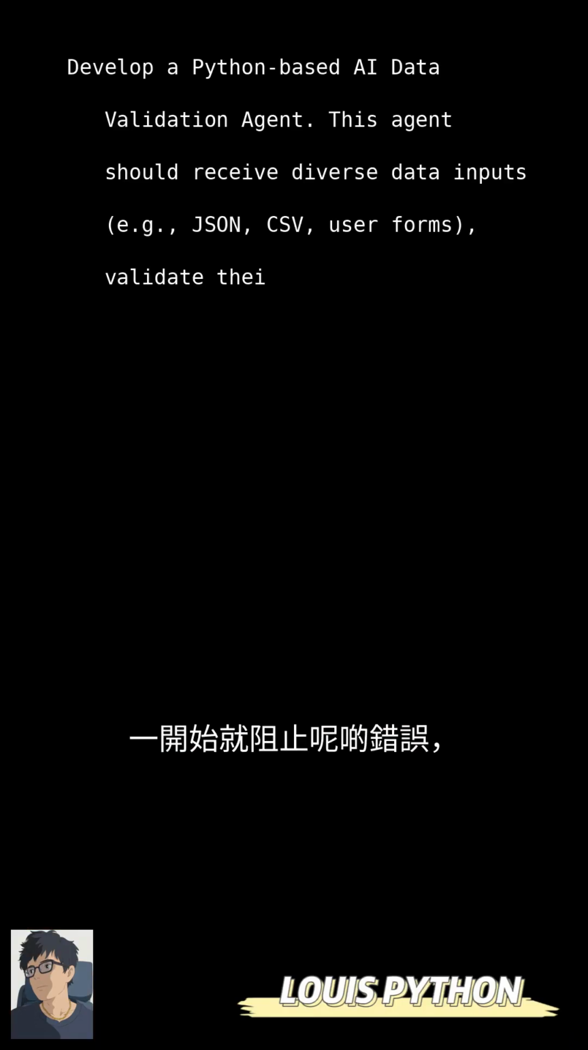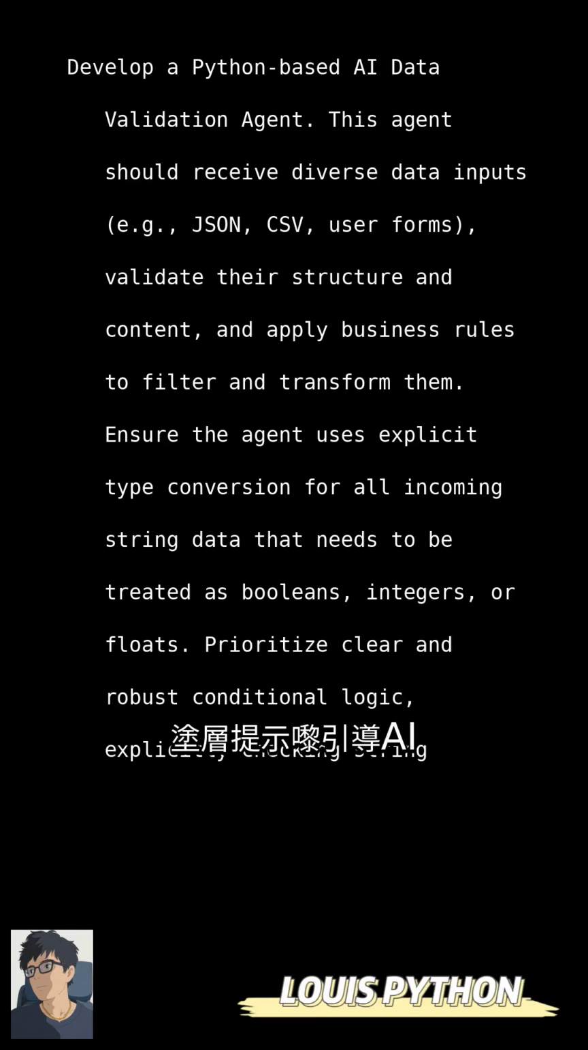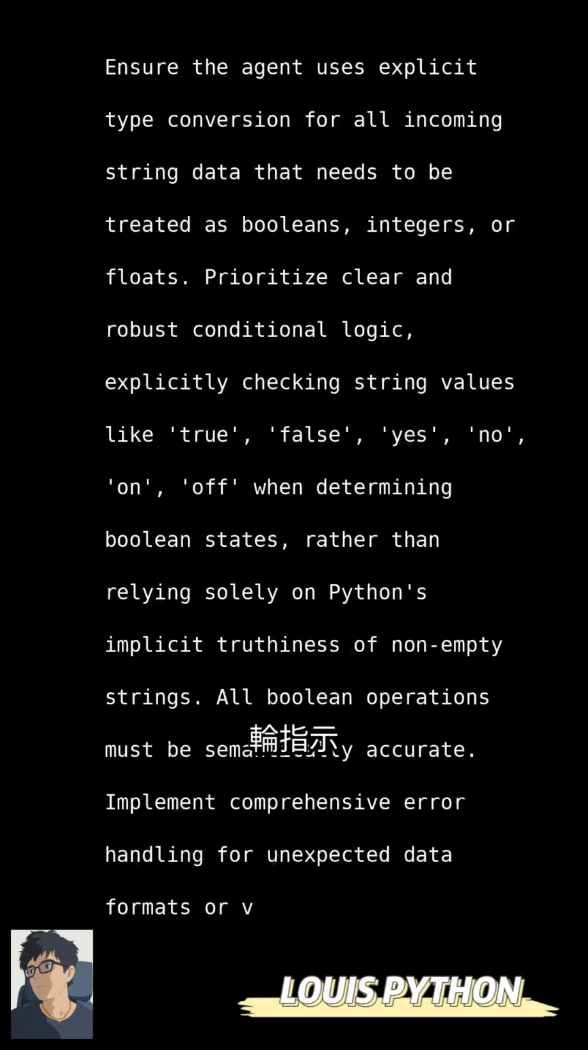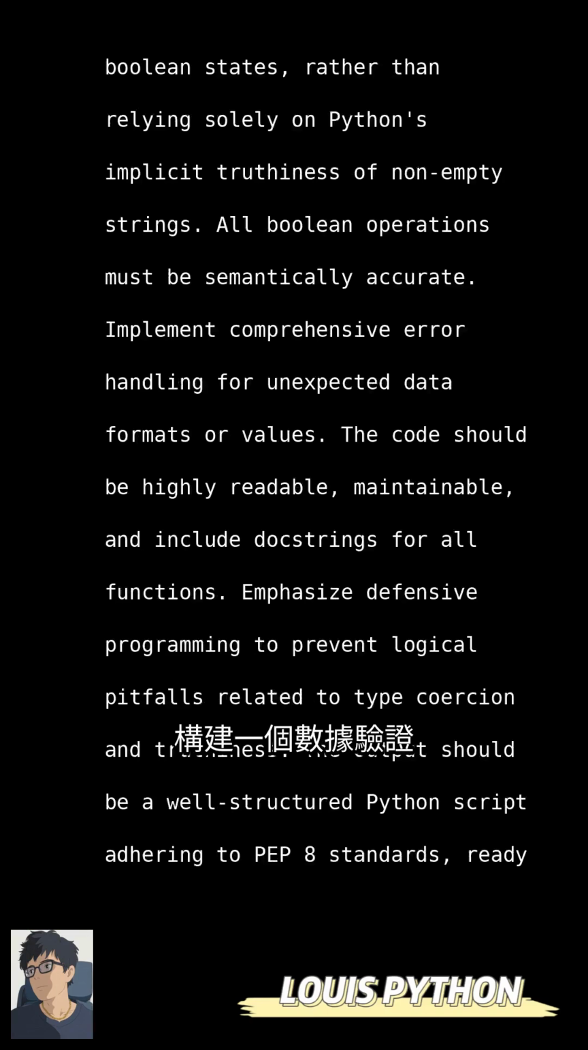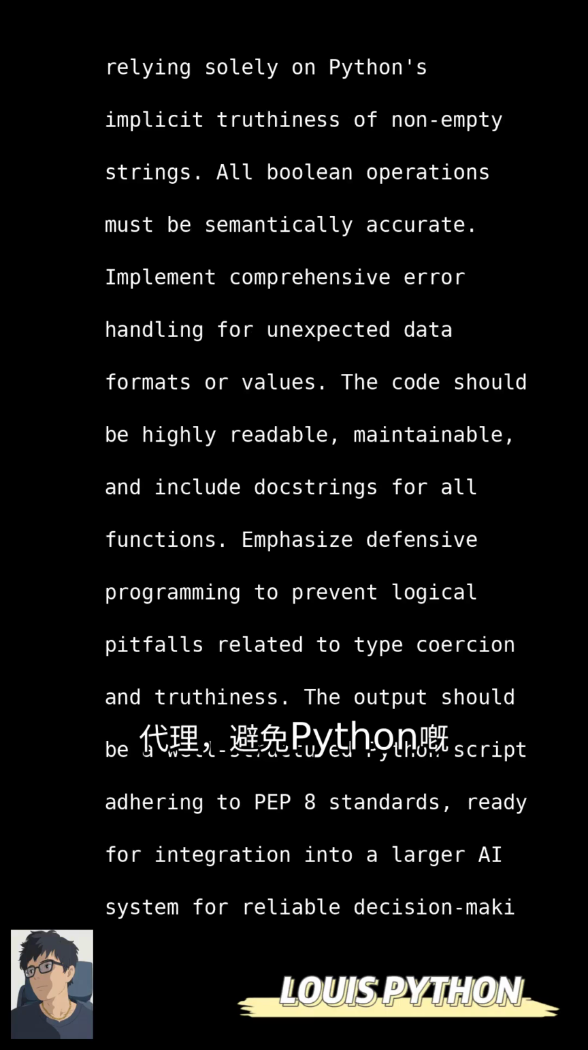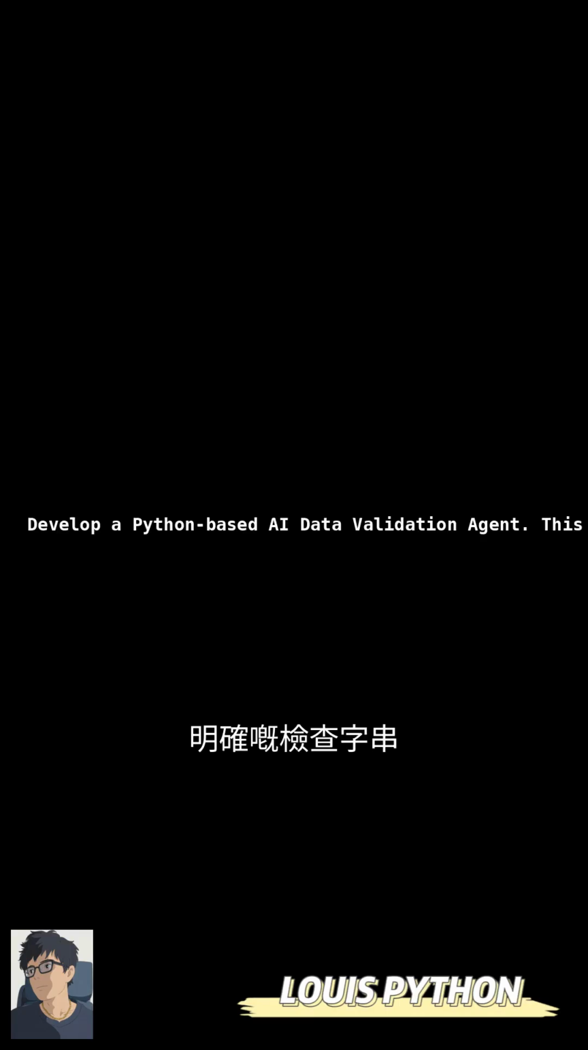To prevent these errors from the start, we can guide the AI with a smart vibe coding prompt. We'll instruct it to build a data validation agent that avoids Python's truthiness traps by using explicit checks for strings like true and false, and implementing robust error handling. This is how you teach your AI to code defensively.